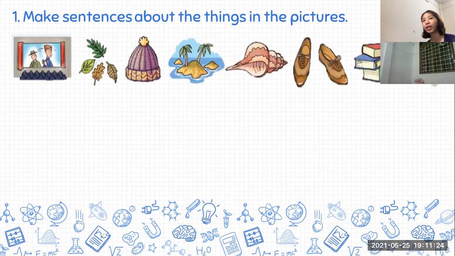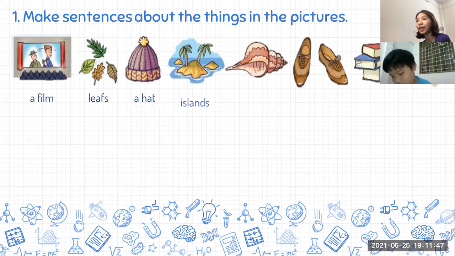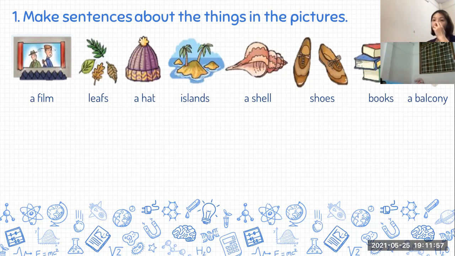Có hai chiếc mà. How about seven? Seven, books. And the last one, number eight. Balcony. Balcony, okay. Now can you make the sentence with them? Oh, you have here a theme. Leaves. Okay. It has a mistake here. Island. Islands. A shell, shoes, books. And a balcony. Hong. Con có cái chữ này nè con.